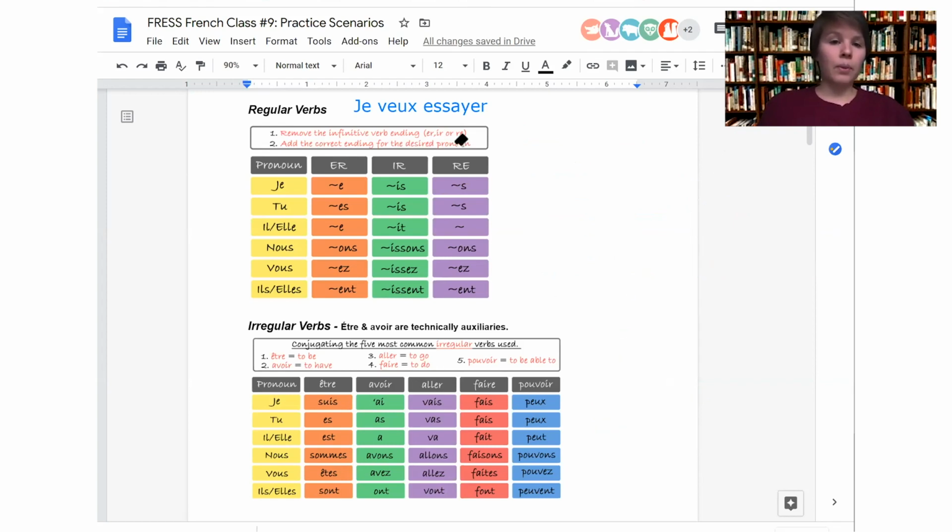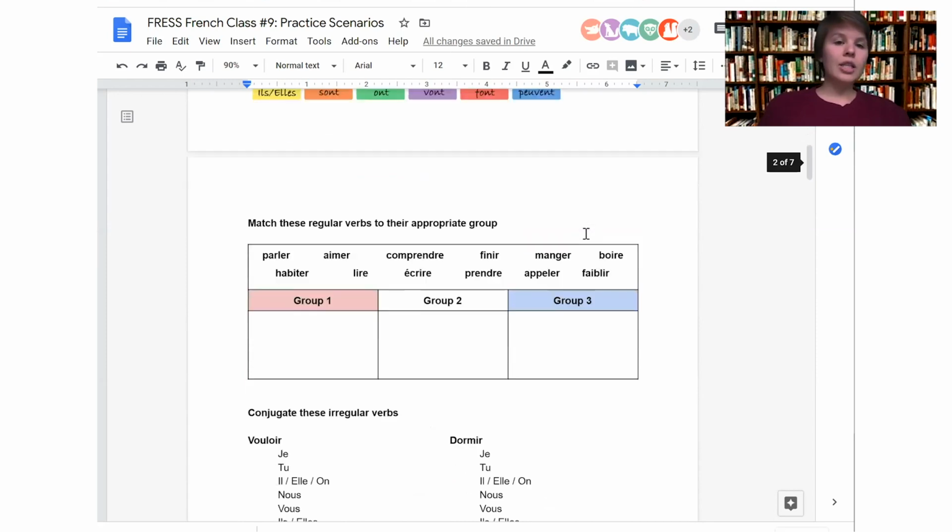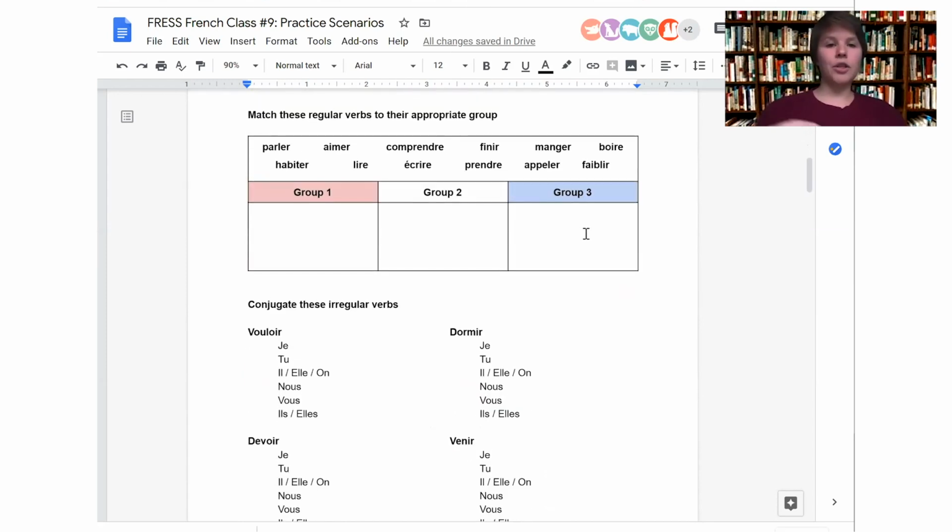All right, so this little part is basically just matching regular verbs to their appropriate group. Okay. Basically, I'll give you about a minute or so to have a look at all those words, and then we'll, as a group, put them back together. Okay.